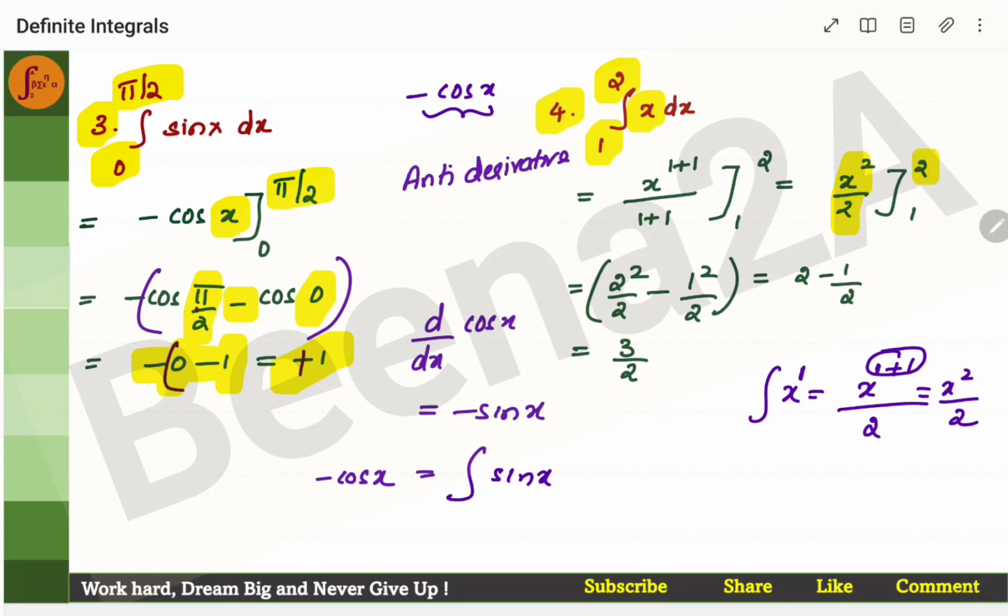Now you put this upper limit and lower limit. First put the upper limit first. So instead of x I put 2 square by 2, subtract, and then now you apply lower limit. So instead of x I am putting 1 square by 2. So finally the answer is 3 by 2.